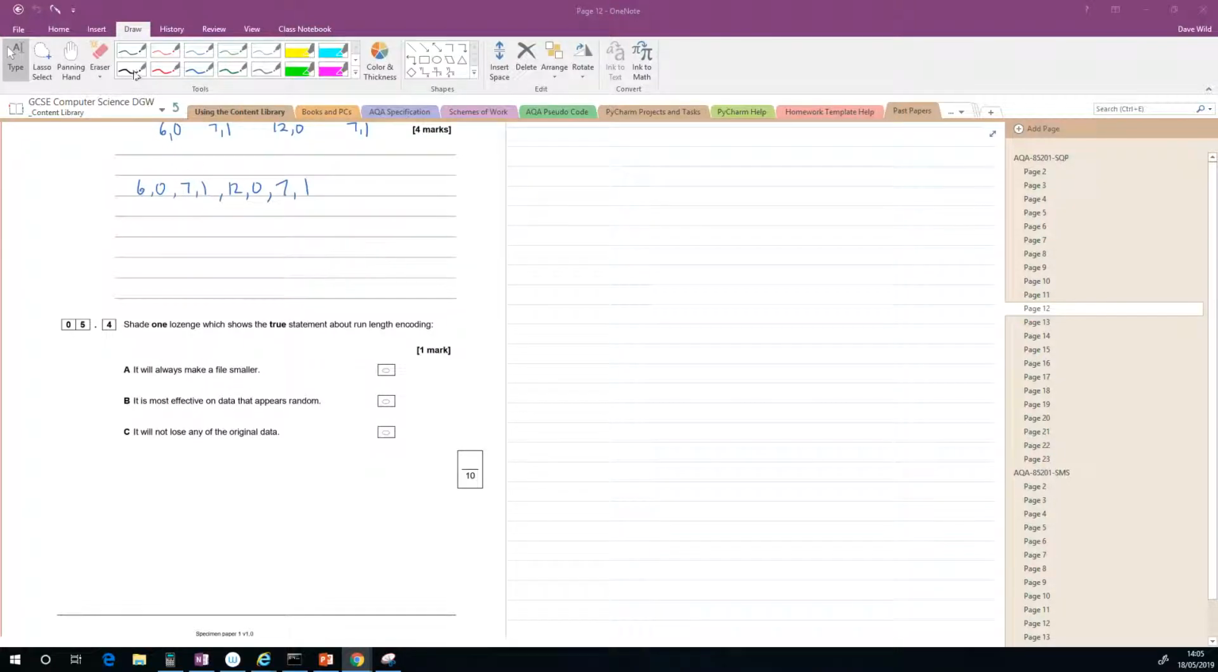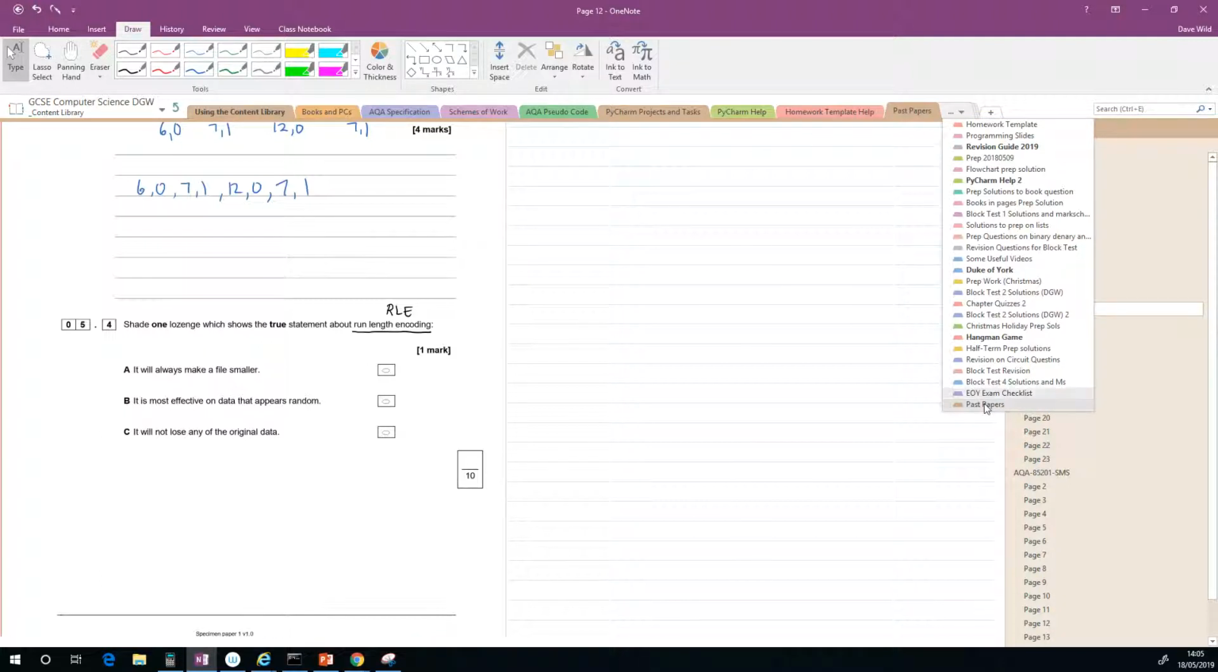Okay, the next part of this question says: shade one lozenge which shows the true statement about run length encoding, RLE. Remember, you might see RLE here. It will always make a file smaller, or it is most effective on data that appears random, or it will not lose any of the original data. So again, if you go to your notes, you should find the answer to that. You should know the answer, of course, but let's go to our notes on that.